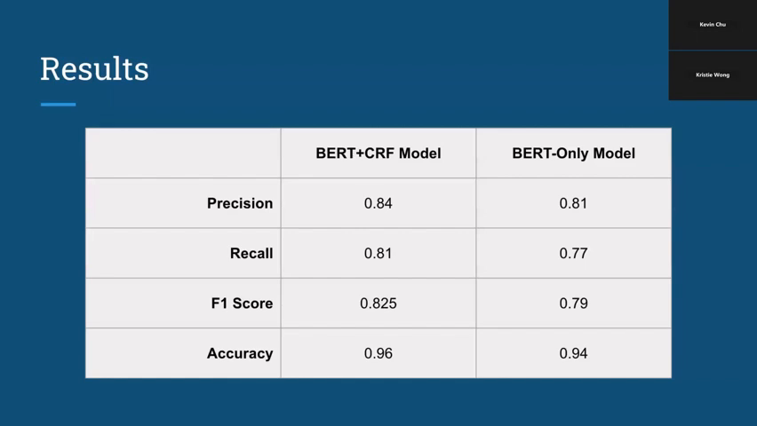Here are our results. The BERT and CRF layer achieved an F1 score of 0.825 with precision 0.84 and recall 0.81. The BERT-only model scored slightly lower with an F1 score of 0.79, precision 0.81, and recall 0.77. We also visualized training and validation loss and observed steady convergence over the 3 training epochs.